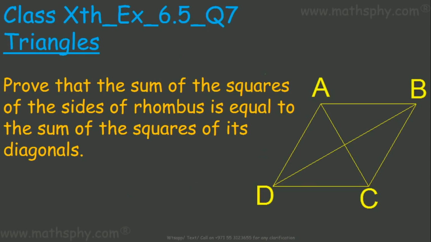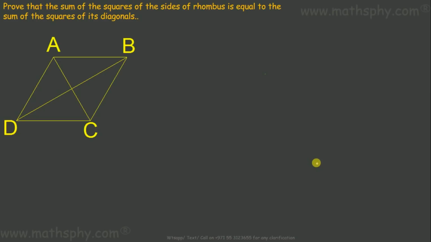This question here, it says, prove that the sum of the squares of the sides of a rhombus is equal to the sum of the squares of its diagonals. I have ABCD as a rhombus here. I have to prove AB square plus BC square plus CD square plus AD square is equal to AC square plus BD square. Now, since this is a rhombus, AC and BD, they are the diagonals. They are intersecting at point O.